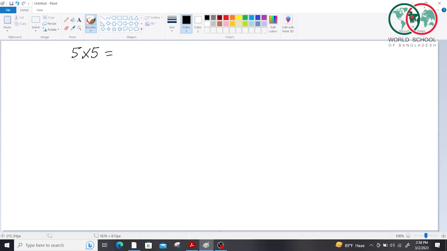So I am multiplying 5 with 5. So what is the product? It is 25. So how many times have we multiplied 5? Like we have multiplied 5 with 5. How many times? 2 times, like two 5s. And if we want to multiply 5 into 5 into 5, it becomes 125. Here the number of 5s is 3.